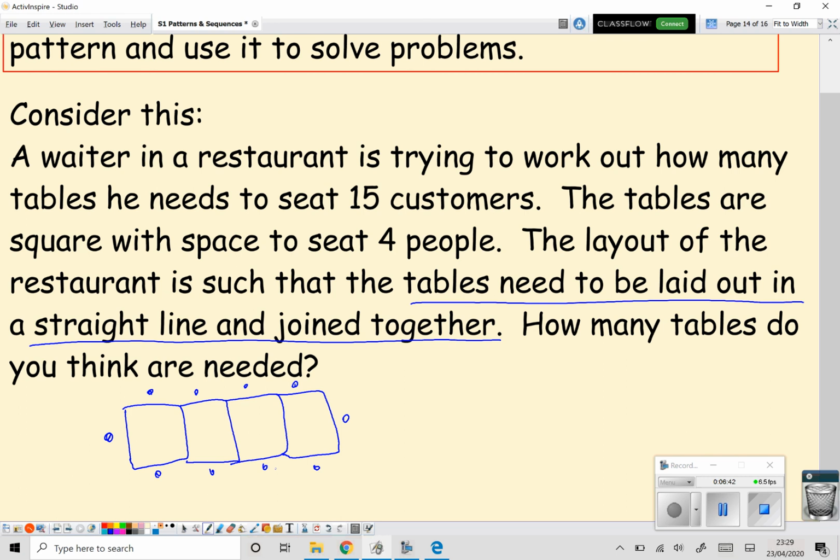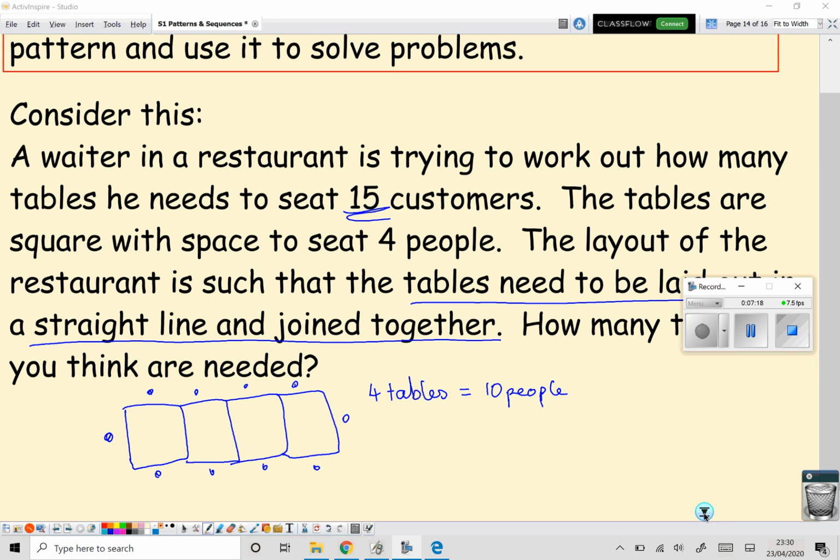So that's 4 tables. How many people does that sit? Well, that sits 4 across the top, 4 across the bottom. That's 8, 9 and 10, 1 at each end. So 4 tables is 10 people, not the 15 that we needed, right? So if you think about it, for 15 customers, what we need to do is try more tables in, won't we?